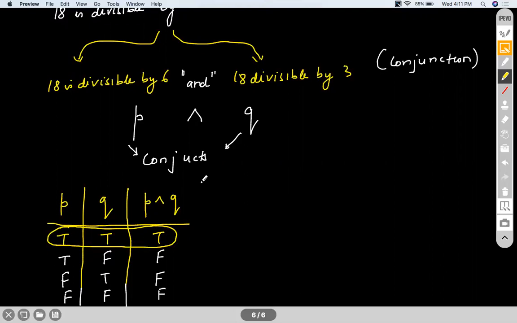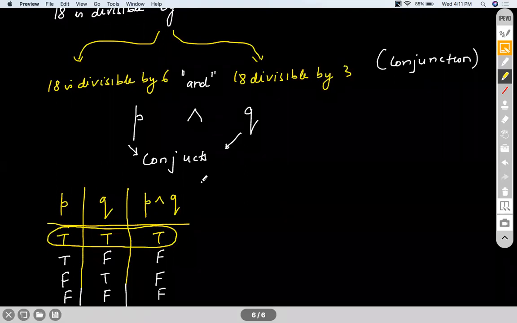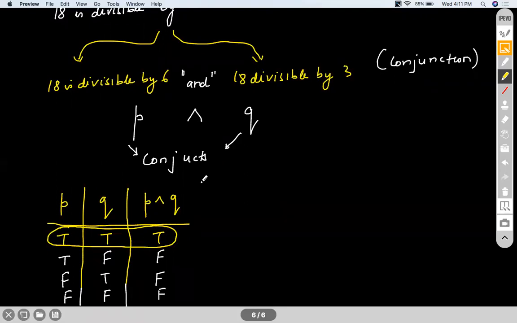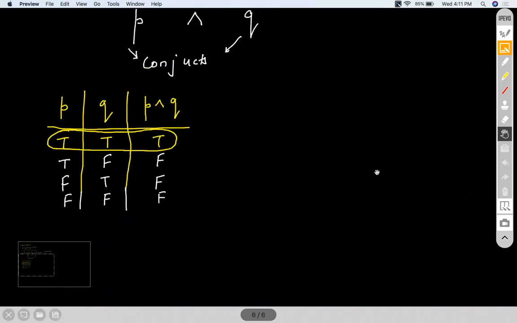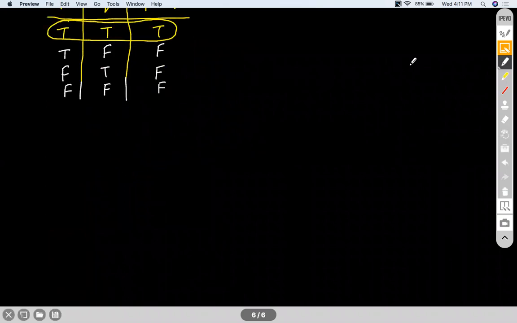Are you getting my point? By the feel of the statement, you'll understand whether "and" is acting as a connector or not. Okay. Now, the next connector that we're going to talk about is the disjunction, or we can say the OR connector. The OR connector is also called the disjunction.